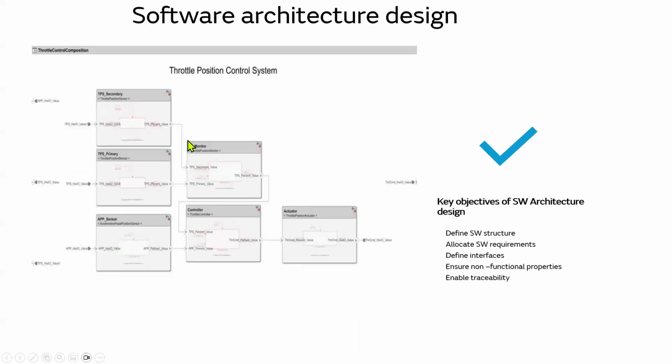So this is an example of the throttle control composition. This is the software architecture of the throttle composition. You have multiple subsystems, and these subsystems we call software components. In order to get your actuation of the throttle position, you need to have these software components interact to achieve that output.